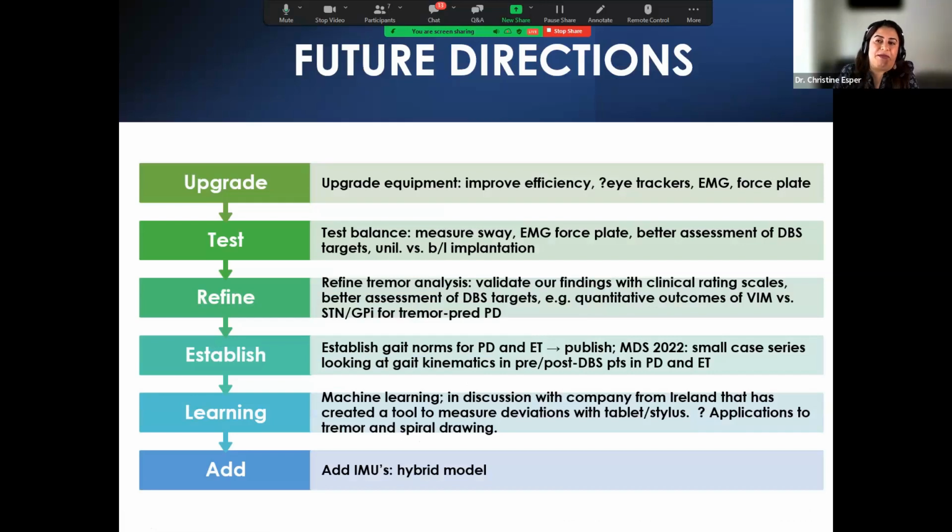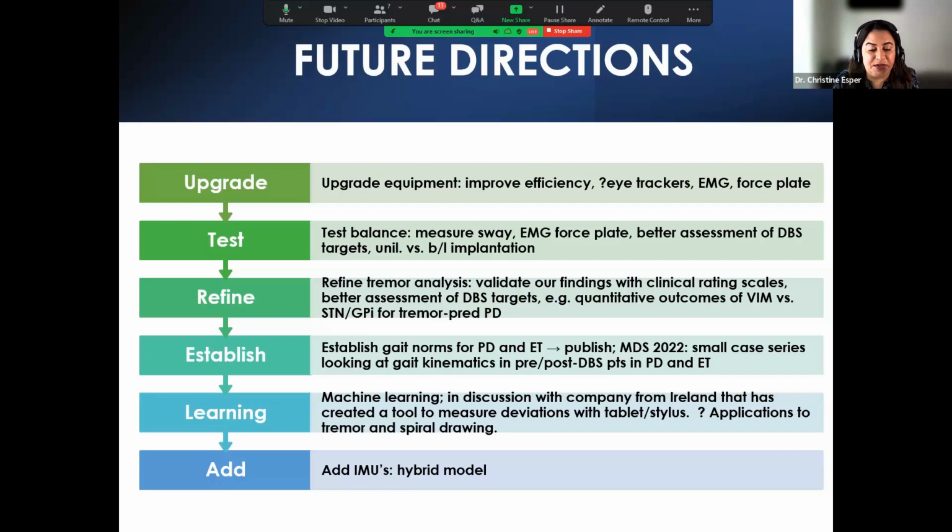So lastly, future directions for the lab. We have recently upgraded our equipment. We are still working on the workflow, but now we've upgraded our cameras and our software, so it has a higher level of detail and resolution to help capture the movements that I mentioned. We have upgraded the floors in our lab. We now have an elevated floor with force plates in the center of the lab.